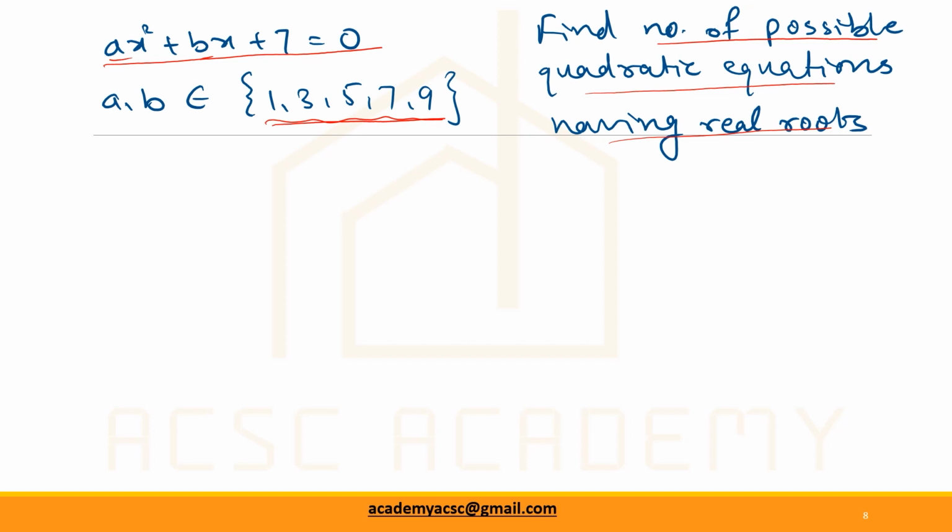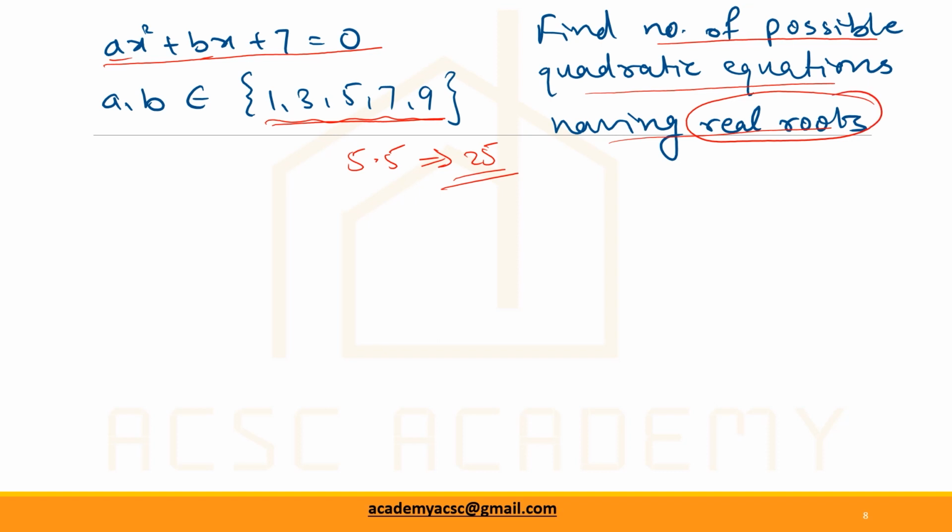For a we have 5 choices, for b also we have 5 choices, so in total there are 25 possible equations that we can get, but not all of them will have real roots. So we want only those which will have real roots.